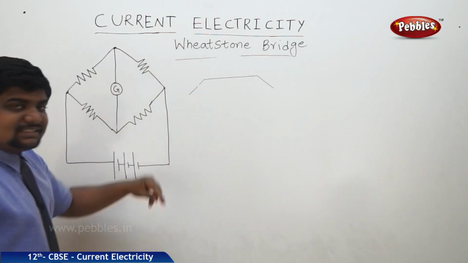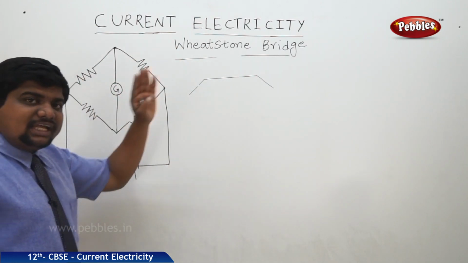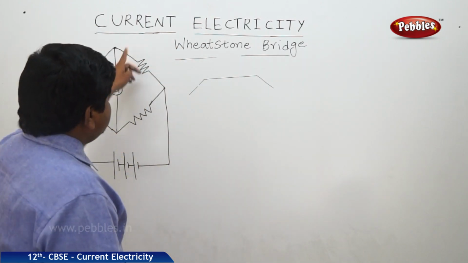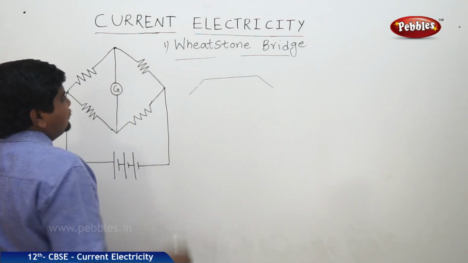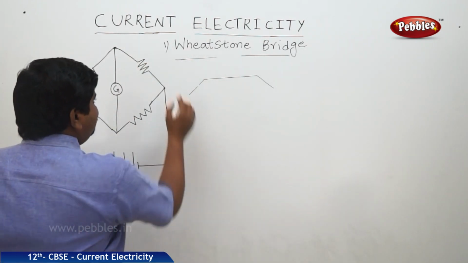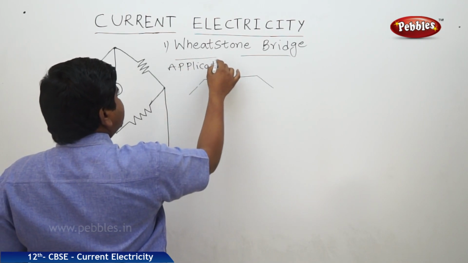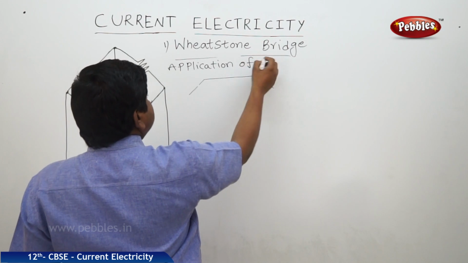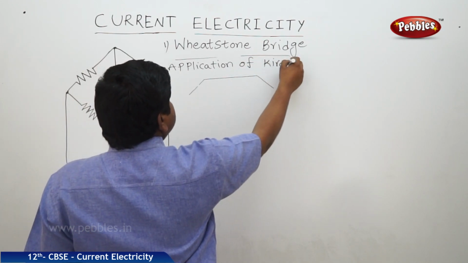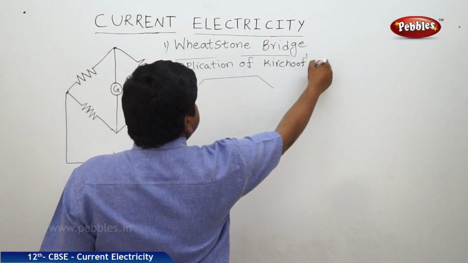Like that, in electrical circuits also there are some circuits which are called bridge circuits. First one is the Wheatstone Bridge. This Wheatstone Bridge is an application of Kirchhoff's law.